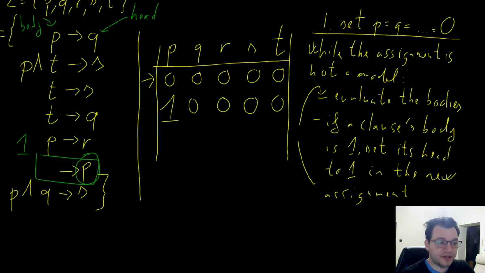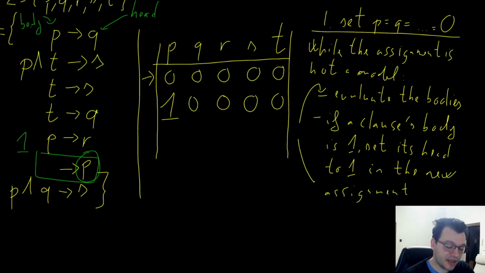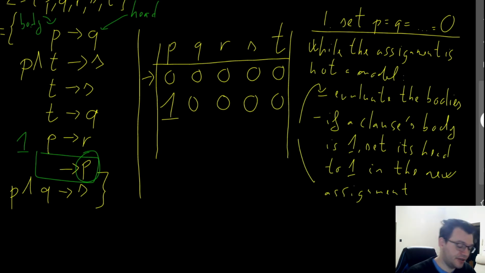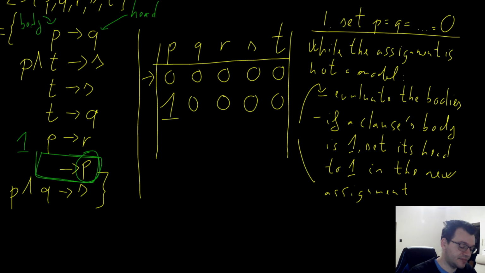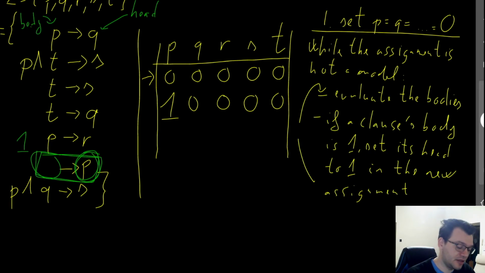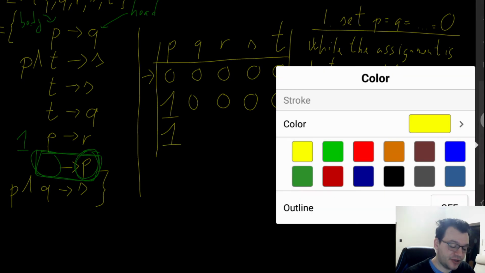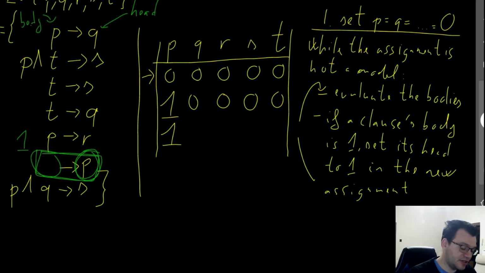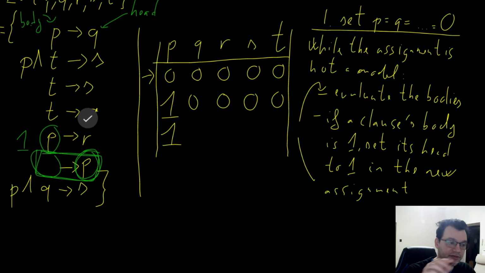Now in the next round we just re-evaluate all the bodies, and of course this body here is still 1, so in the next round we still have to set p to 1. I'm just doing that, but under our current assignment, I'm just using circles to denote something is 1 in our current assignment, so these guys are 1.